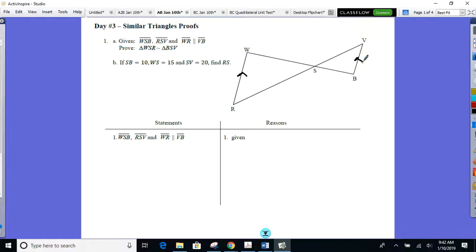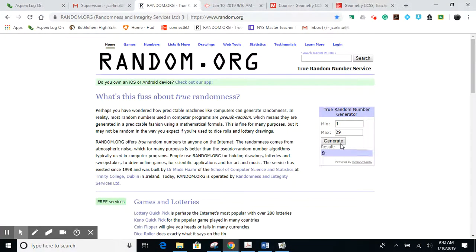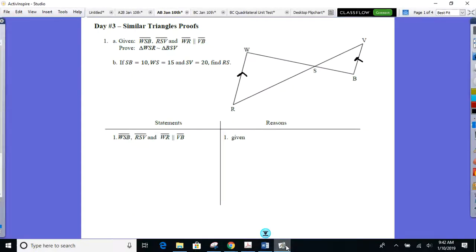You need two pairs of angles that are congruent. Where are the two pairs of congruent angles in this diagram? Can you see one pair for me? The vertical angles, yep. So step 2, angle WSR is congruent to angle VSB. Vertical angles are congruent. That's an old one.